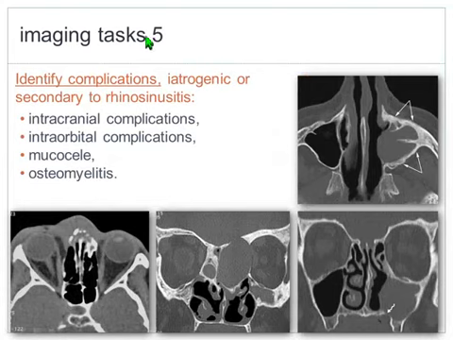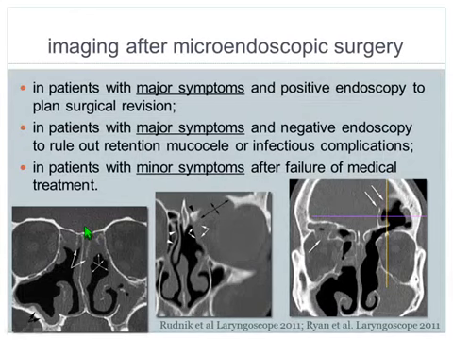And imaging task number 5: identify the complication, the iatrogenic complication, or those secondary to rhinosinusitis. For example, the osteitis of the maxillary sinus wall, like in this situation, the possible erosion of the hard palate and of the floor of the maxillary sinus, the accumulation of fluid inside the ethmoidal cells, and progressive accumulation will account for the presence of a mucocele with remodeling of the anterior cranial fossa floor and remodeling of the lamina papyracea, but also osteomyelitis. And finally, imaging after microendoscopic surgery.